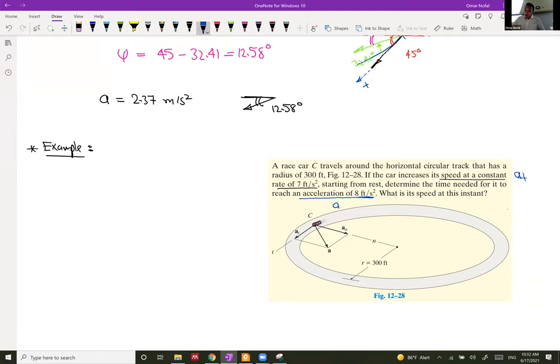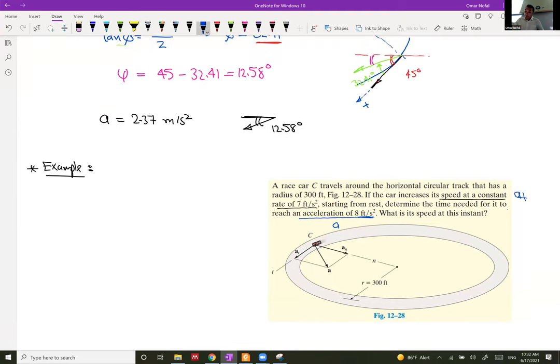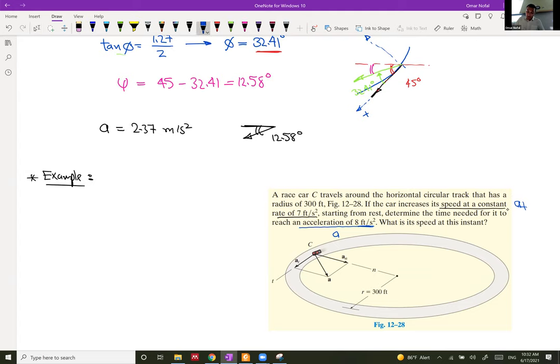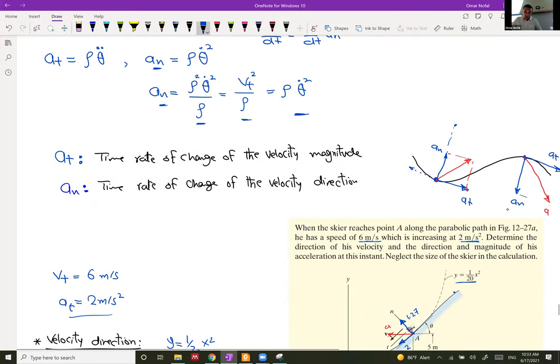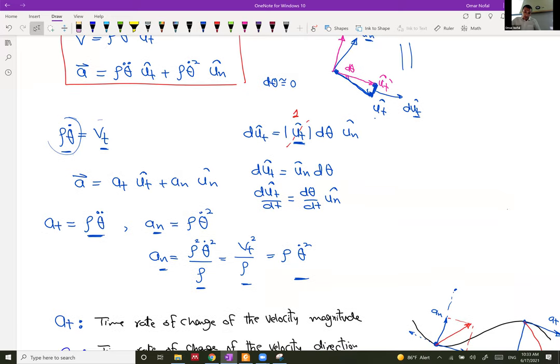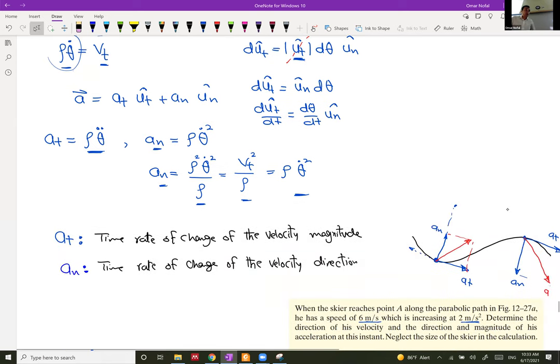So let's get to it. At this instant the a tangent is equal to 7 foot per second squared, and a normal, we know it's equal to the V tangent squared over rho. And here's a circle, so the rho is equal to R. So this will be VT squared. And this should be equal to 49. Okay. So we know that the A tangent, if we go back here, is equal to rho theta dot, the time rate of change.